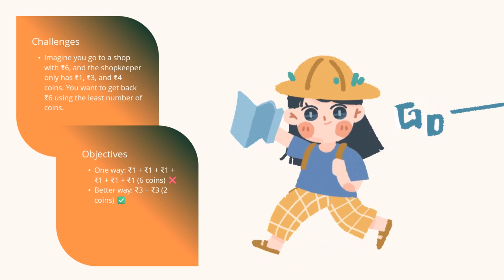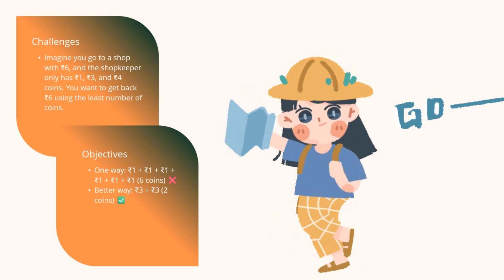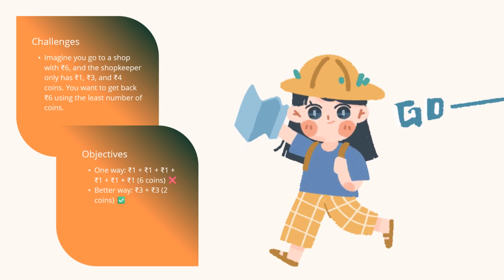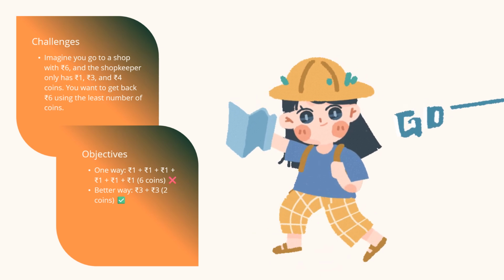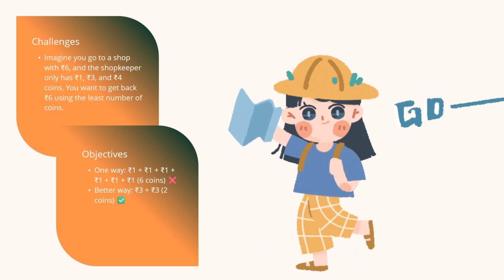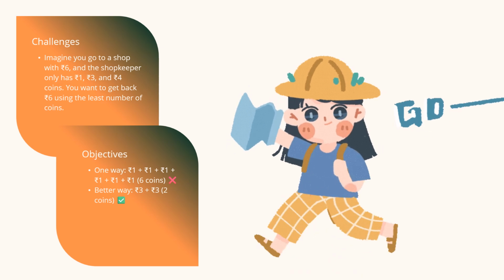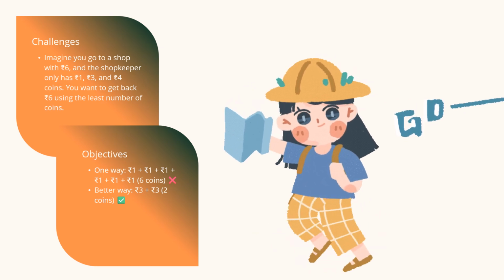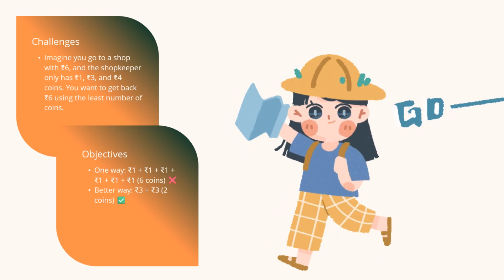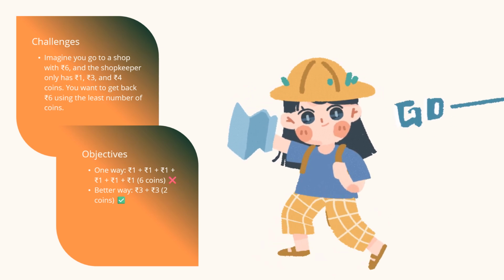So you want to get back 6 rupees using the least number of coins. He has a collection of 1 rupee, 3 rupees and 4 rupees, but you want the change with the least number of coins. This is one challenge. You can get the change in two different ways. One way is, a total of six 1 rupee coins can be given to you, and the other way is 3 plus 3, I mean only 2 coins. So rather than having six 1 rupee coins, the better approach is having only 2 coins, 3 plus 3. So how do you solve such problems is the question.